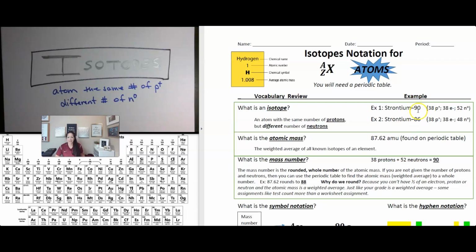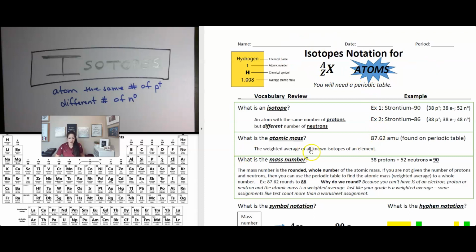This is going to be your mass number, and we'll look at what this is in a second. This is your hyphen notation. And these are also off by 4. So you have strontium-90 and strontium-86. The main difference is the number of neutrons. So isotopes is all about the neutrons.